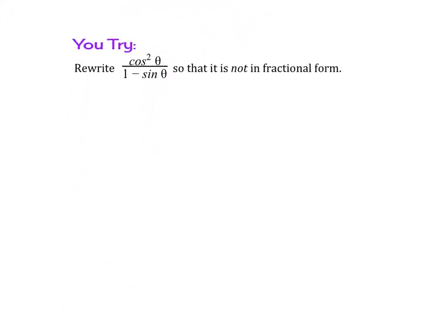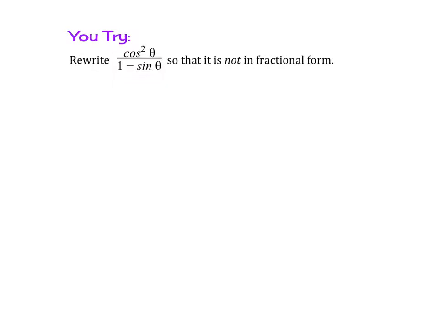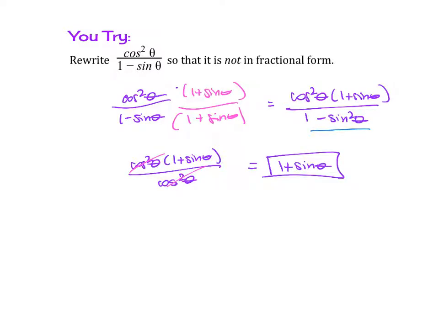So try this example here. Rewrite cosine squared of theta over 1 minus sine theta so that it is not in fractional form. So here you multiply by 1 plus sine of theta to the numerator and denominator. And so the numerator is cosine squared of theta times 1 plus sine of theta, all over 1 minus sine squared of theta. Now remember, 1 minus sine squared of theta is cosine squared of theta, so you substitute. Then you can cancel out the cosine squared of theta. So your final answer is 1 plus sine of theta.